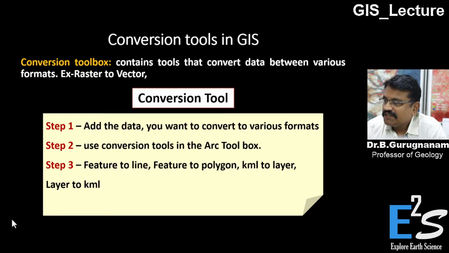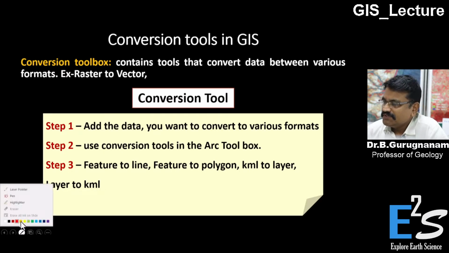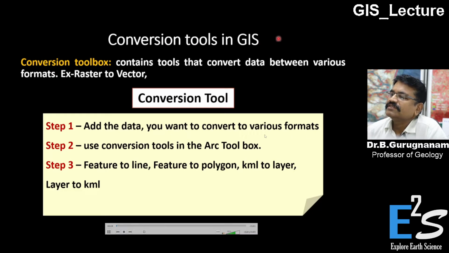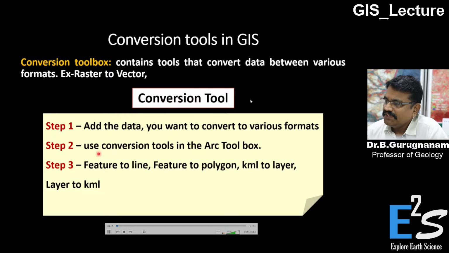In this lecture, we are going to discuss the conversion tools. The conversion tools contain tools that convert data from various sources. You have many databases, and they contain tools that convert between various formats, like raster to vector or vector to raster. This tool is used to add the data.